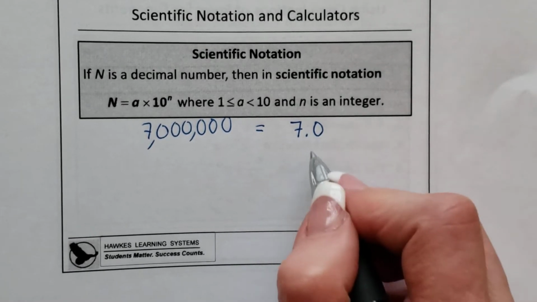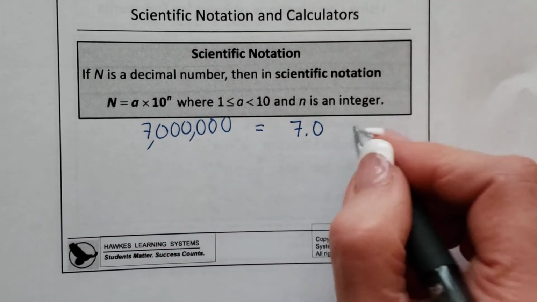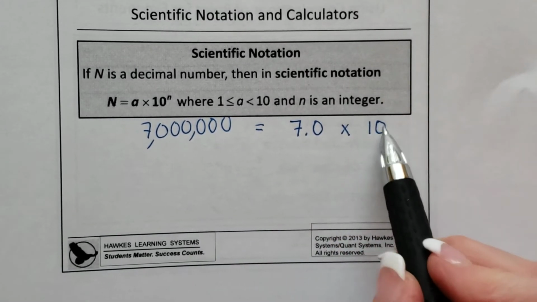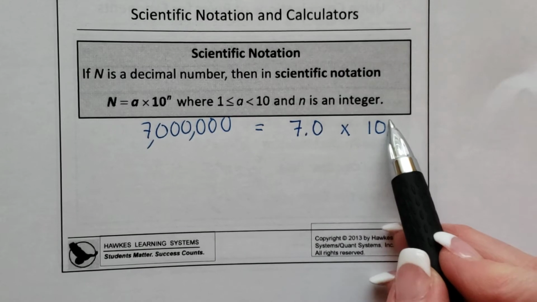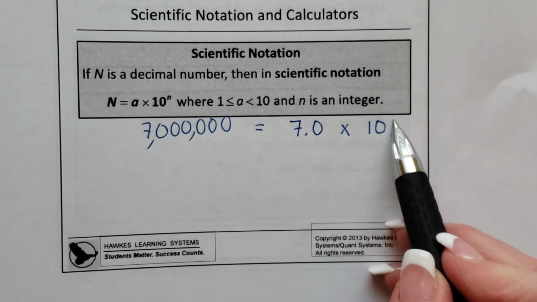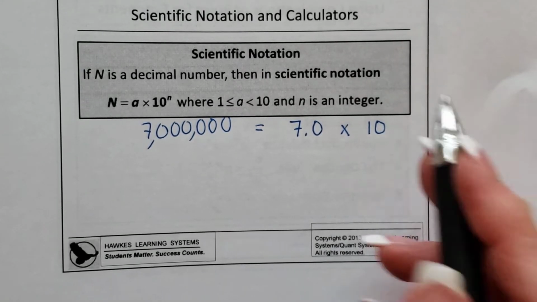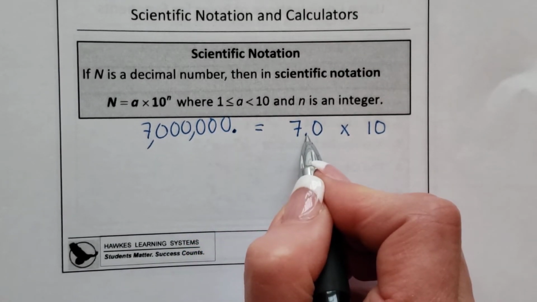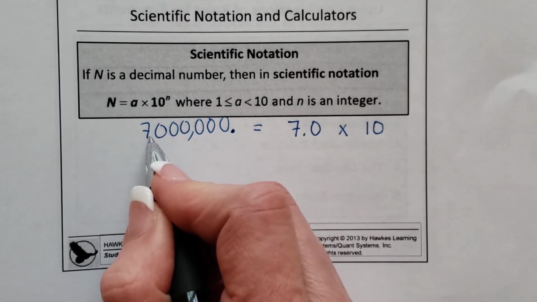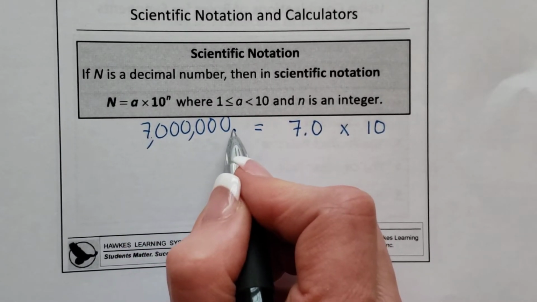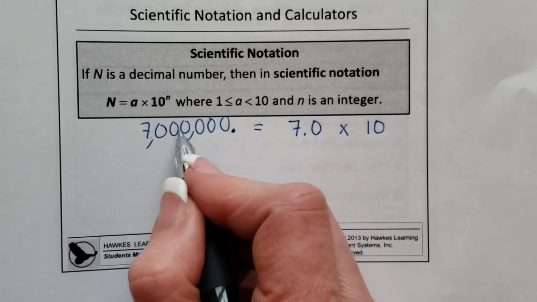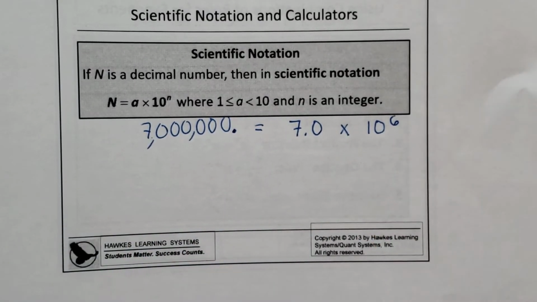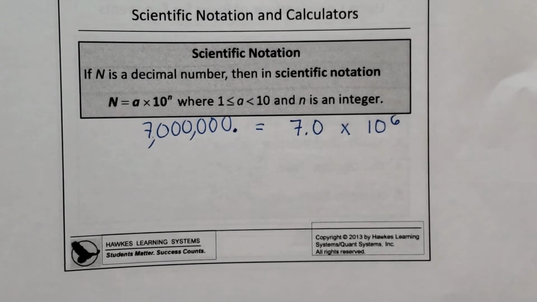So I would rewrite this 7 or 7.0 because we can only have one non-zero number in front of the decimal. Now this obviously is not equal to 7 million, so we're going to multiply it by a power of 10. Well, a power of 10 raised to an exponent. The way we get the exponent is how many places we moved our decimal. It was originally at the end of the number, and I moved it behind the 7. So that means I moved my decimal 1, 2, 3, 4, 5, 6 places. And however many times I move that decimal is what my exponent is.